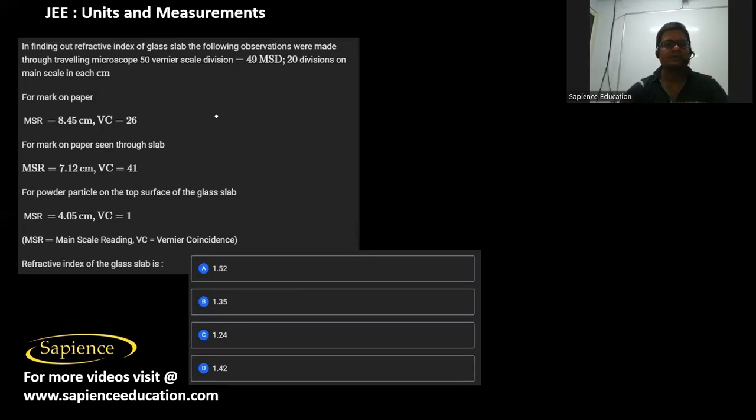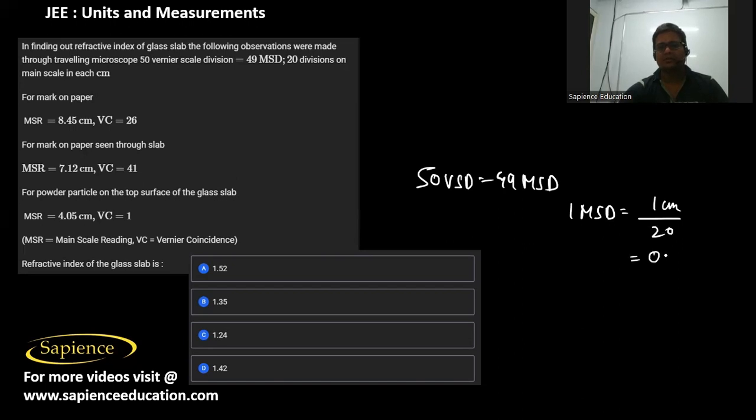In finding out the refractive index of a glass slab, the following observations were made through a traveling microscope. 50 vernier scale divisions are equal to 49 main scale divisions. 20 divisions on the main scale are in each centimeter. So one main scale division is equal to 1 centimeter by 20, so that is 0.05 centimeter.